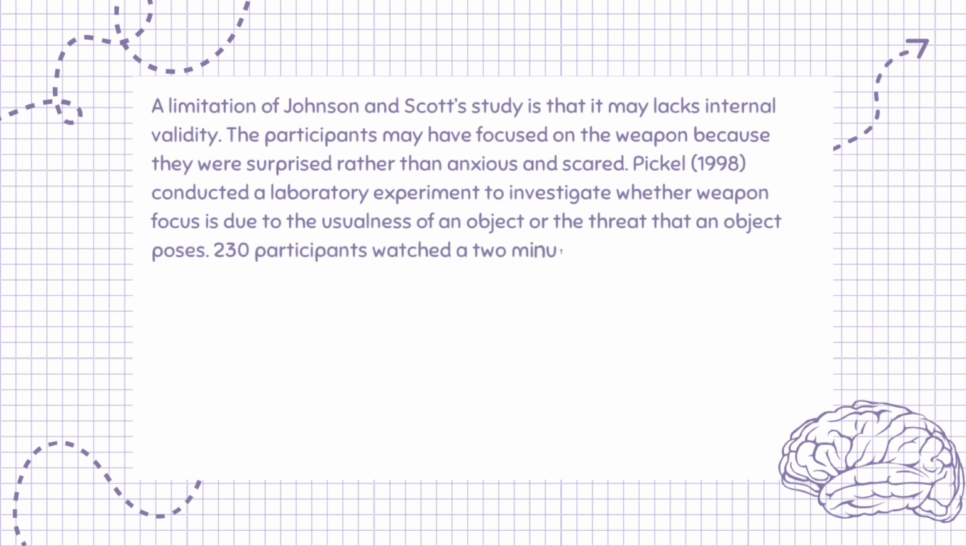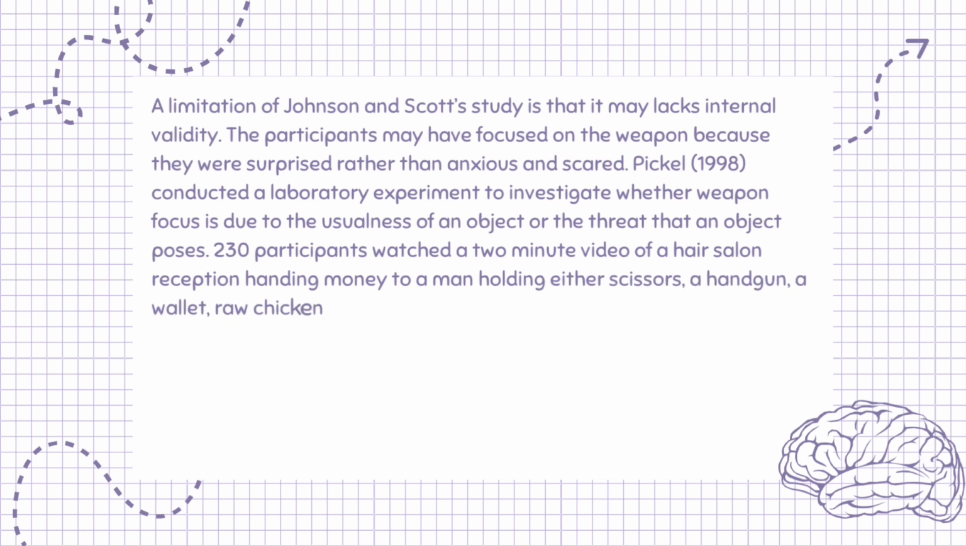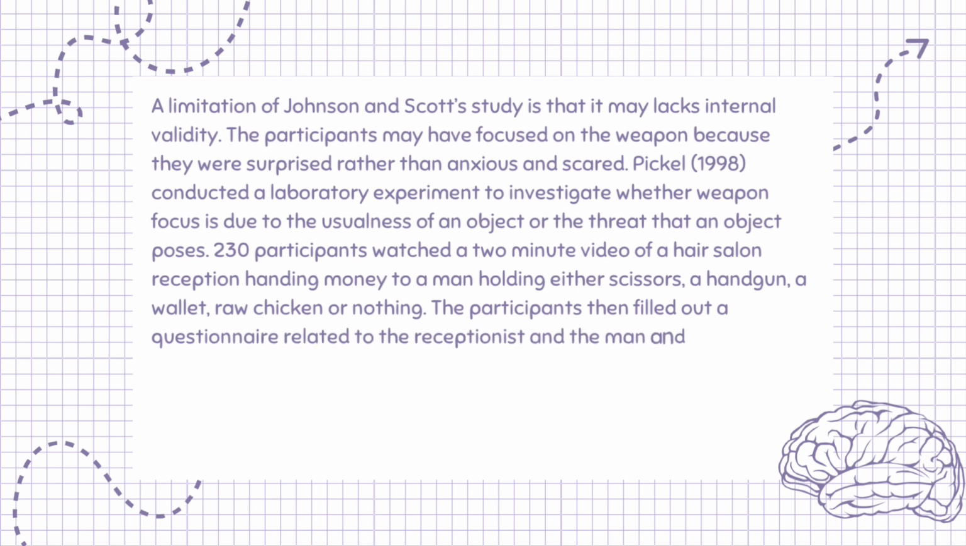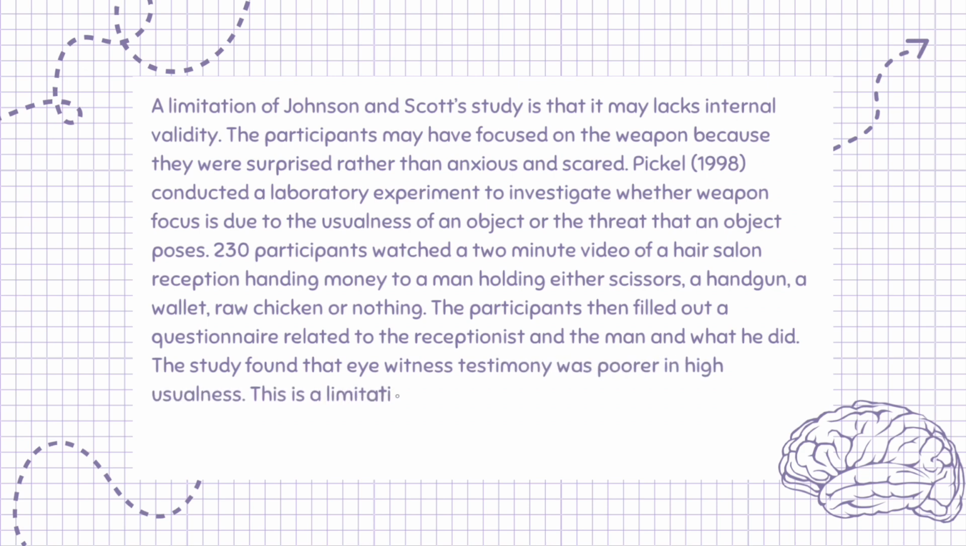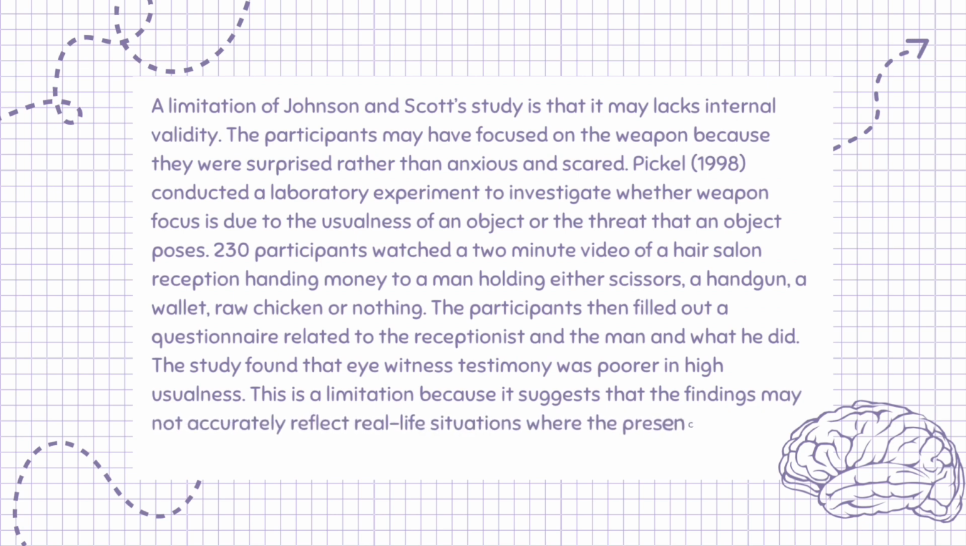230 participants watched a 2-minute video of a hair salon receptionist handing money to a man holding either scissors, a handgun, a wallet, raw chicken, or nothing. The participants then filled out a questionnaire related to the receptionist and the man and what he did. The study found that eyewitness testimony was poorer in high unusualness. This is a limitation because it suggests that the findings may not accurately reflect real-life situations where the presence of a weapon could evoke genuine fear and anxiety in witnesses.